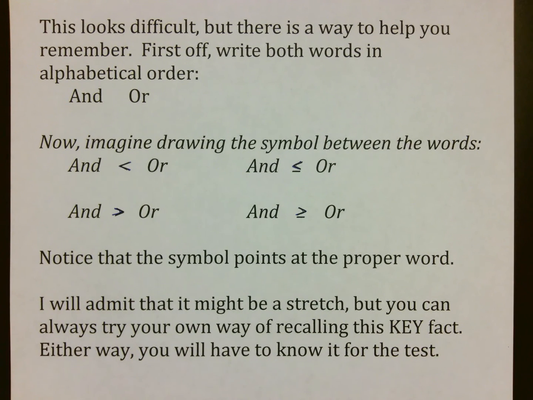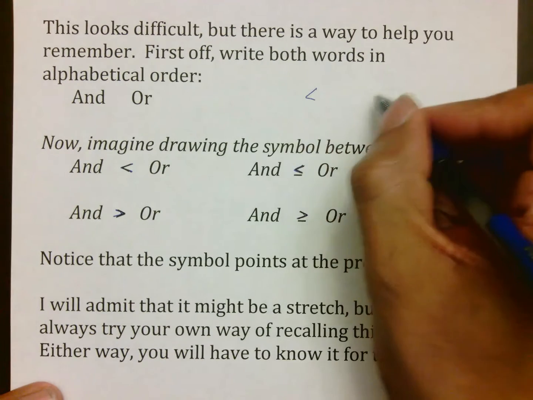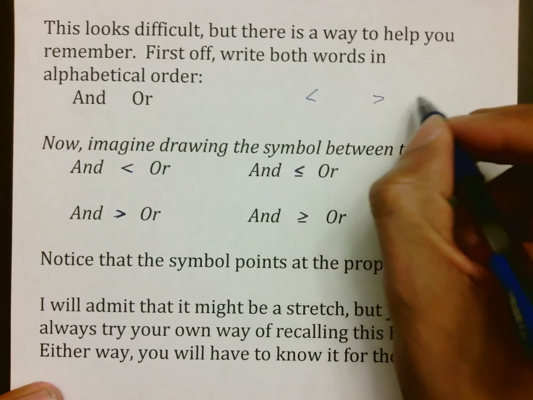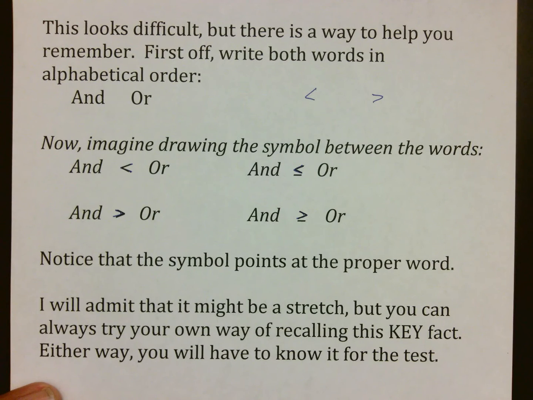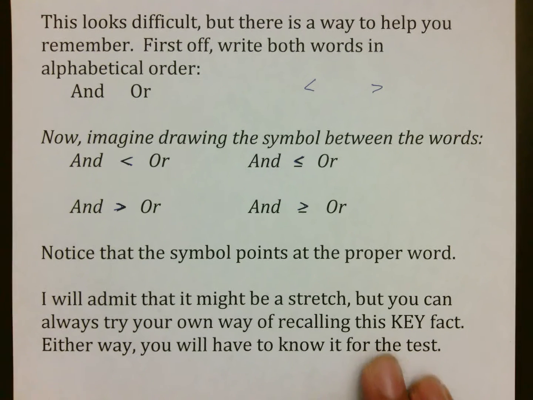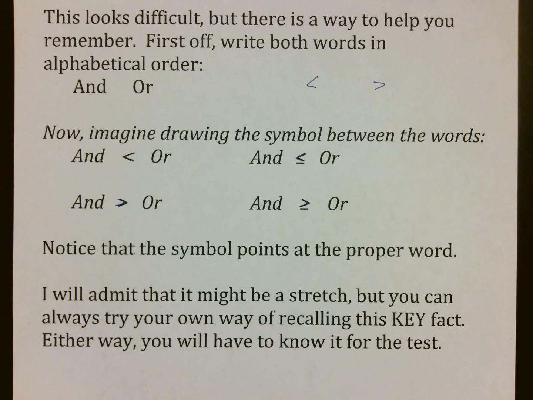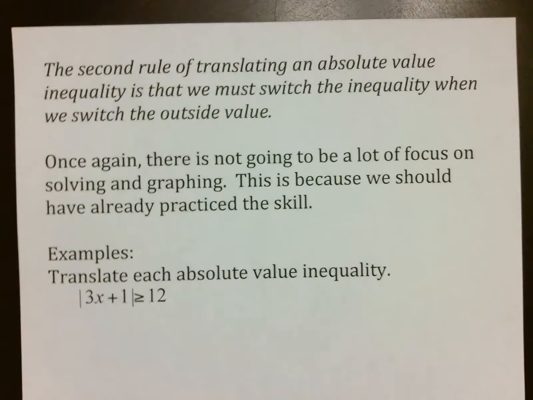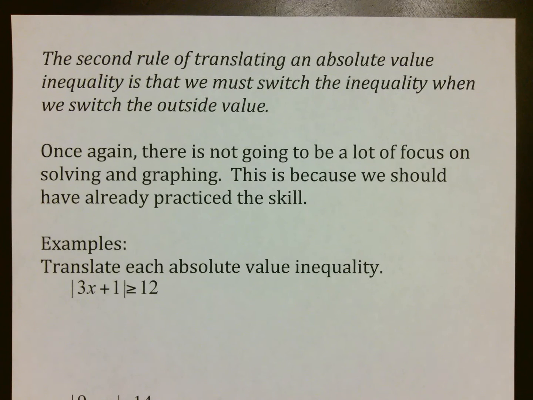So you can either write and or or, or you can just imagine that this points towards and, and that one would go towards the second word, which is or, and as long as you understand it, that's fine. Again, I will admit it might be a stretch, but you can always try your own way of recalling that, but that's just something I used when I was learning it. Either way, you're going to have to know it for the test, so make sure you start trying to find your own way to get that part right.